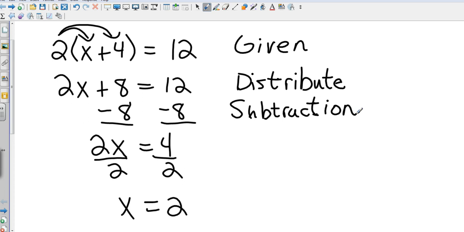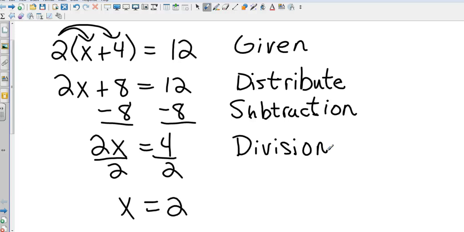Subtraction property. And then in our next step, we did the division property. And then we end up with our solution. So basically, all we're doing is justifying our steps. So we will have to show every step.